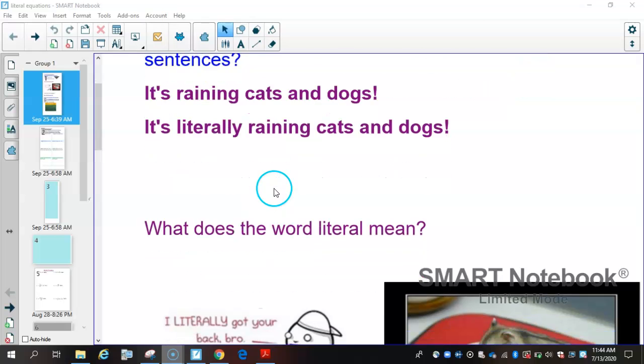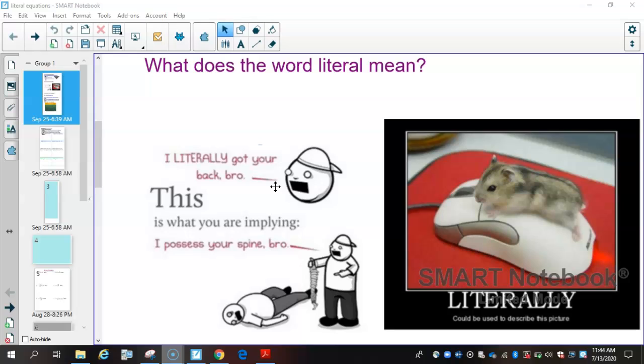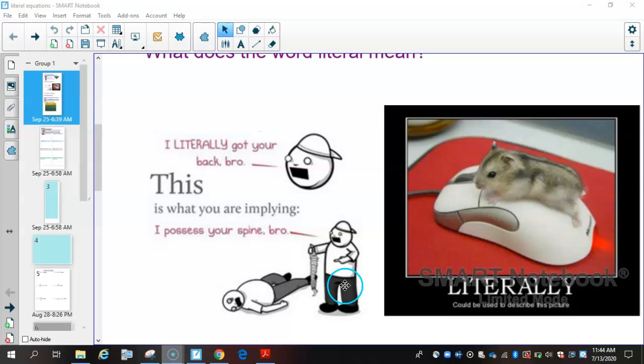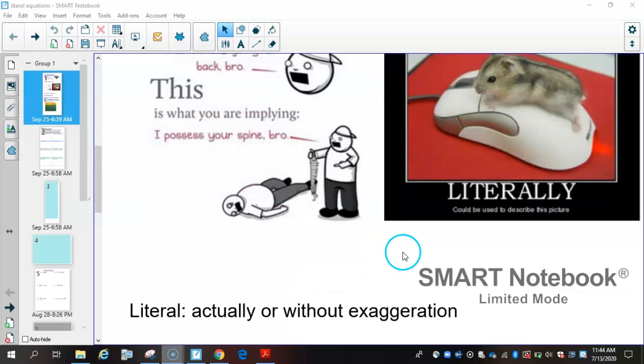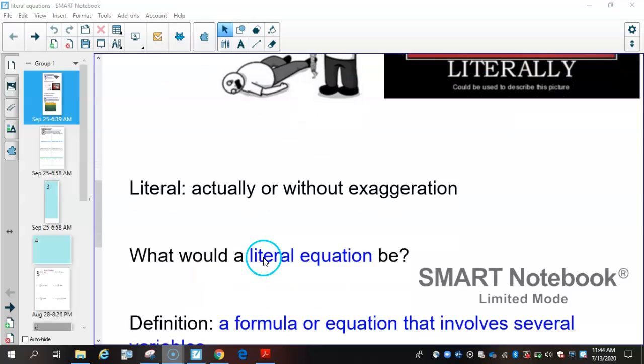Let's look at a couple other examples. People say, I got your back, all the time. Like, I got your back. I literally got your back. That means you have that person's spine. So, not the same thing. So, that word literal means actual or without exaggeration.